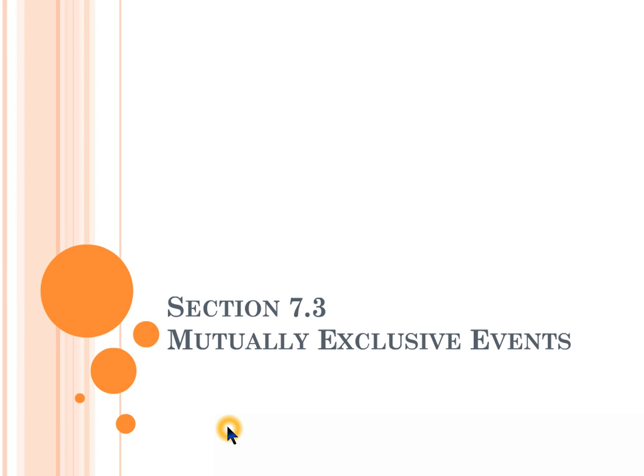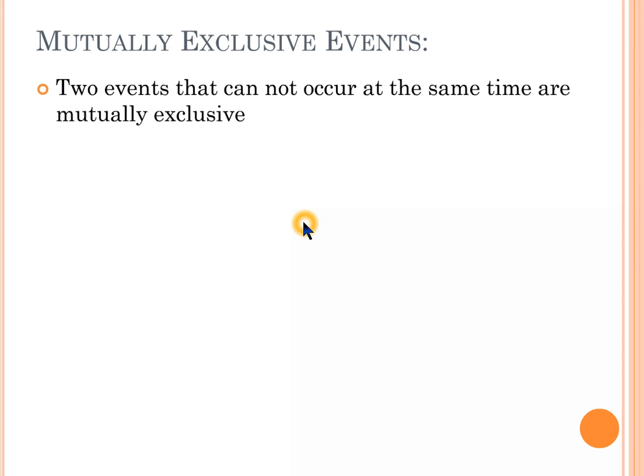We're now moving on to lesson number 3 from the probability chapter. And for this lesson, we'll be looking at mutually exclusive events. All right, so mutually exclusive events. When we have two events that cannot occur at the same time, we will call that mutually exclusive. So once again, if we have two events that cannot happen at the same time, then they're considered mutually exclusive.